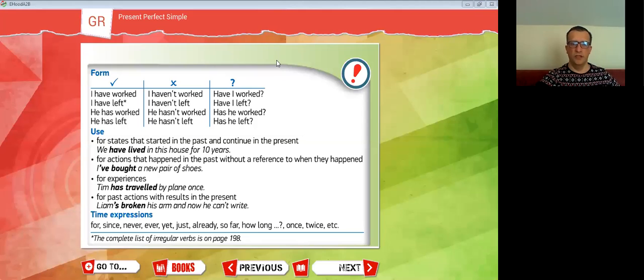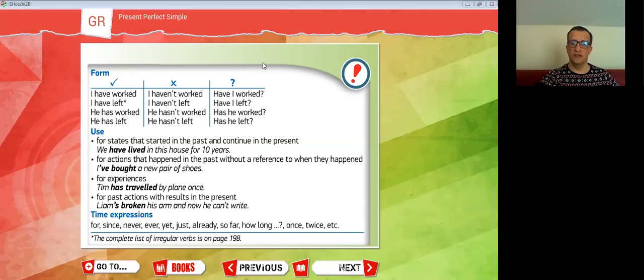Okay, welcome everybody. Today we are going to study present perfect tense. Present perfect tense is very similar to the past tense, but the difference between them is that past tense shows a finished action or finished situation in the past, but present perfect shows an action finished right now. Or sometimes we use it for the finished action right now.